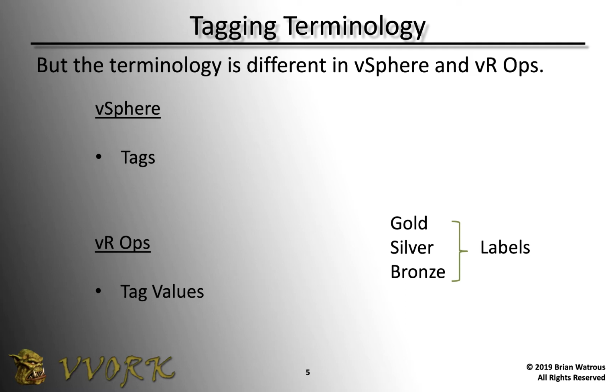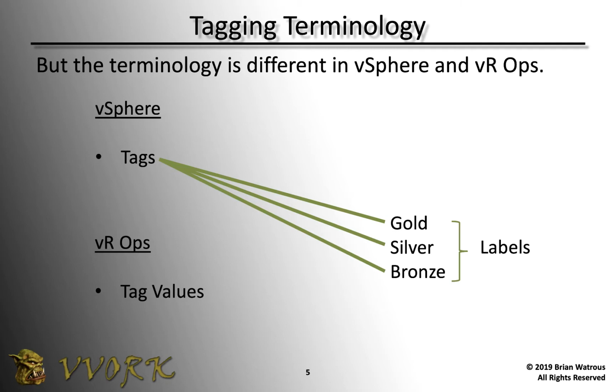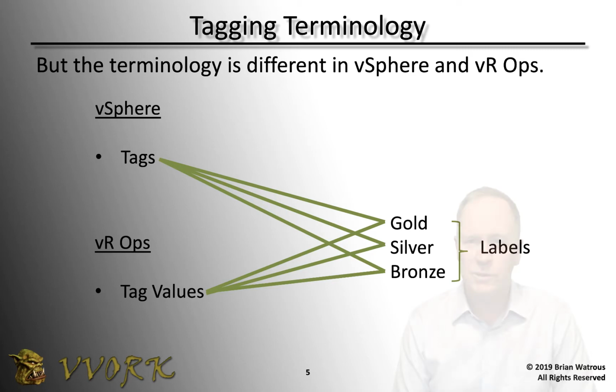And again, we would do that in vSphere. We would create those 3 labels in vSphere by creating 3 separate tags, presumably called gold, silver, and bronze. On the other hand, if we wanted to create the same sort of labels in vRealize operations, we'd give them the same names, but we'd set them up as tag values. So again, vSphere tags and vRealize operations tag values are, in effect, our labels.